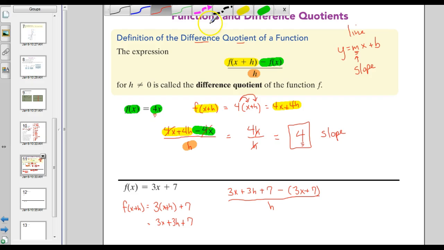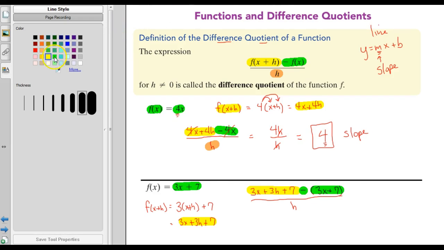Okay, so once again, this is f of x plus h. This is minus f of x. Right? F of x is 3x plus 7. So minus 3x plus 7. This is what we found when we expanded f of x plus h. Okay, so I'm just plugging into the formula. And again, the last thing is I divided by h. Okay, so now we just simplify.